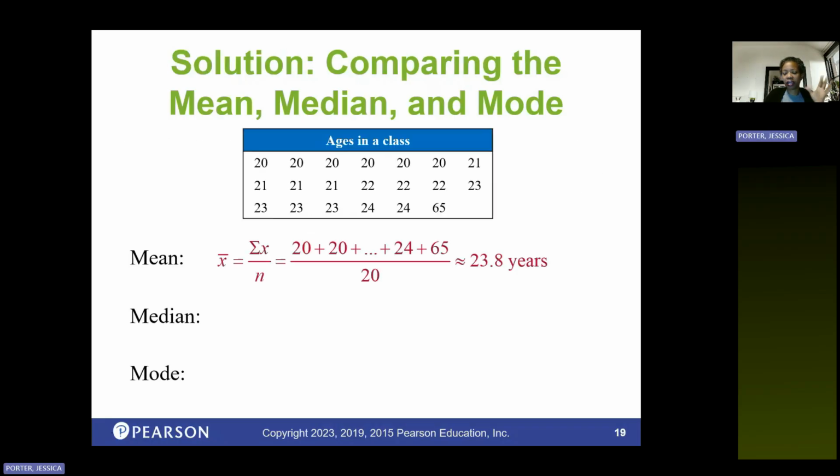Well, let's calculate the mean. That's going to be 23.8. Now, what I like to do is see where 23.8 is going to fall right about here.